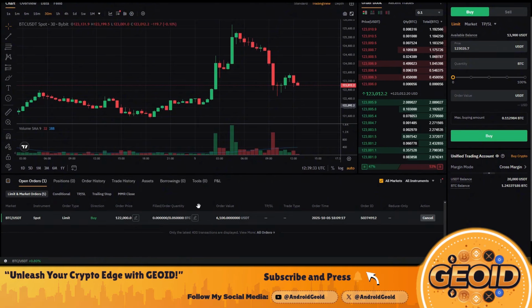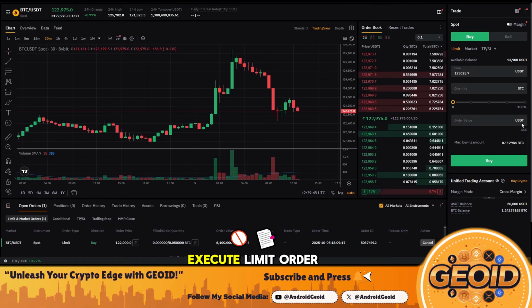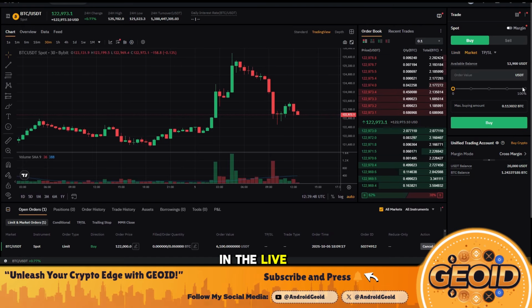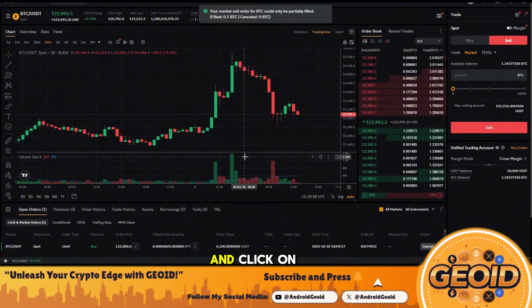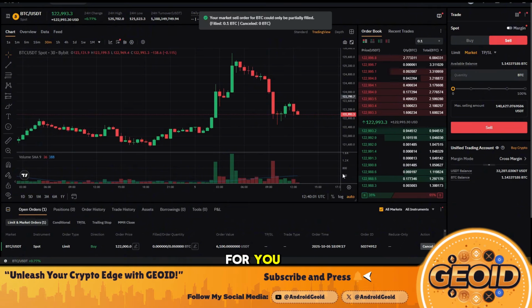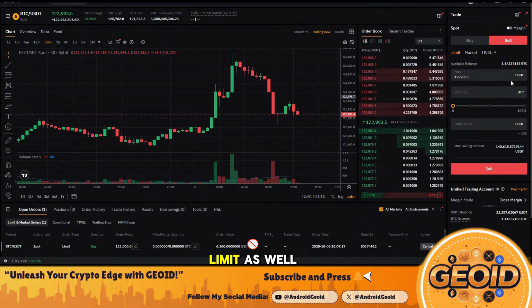If someone buys in for like 0.025 BTC, then it will fill that quantity, and the remaining order quantity will be kept as it is. So this is how you actually execute limit orders and market orders in the live markets. And the same goes for sell as well. If you are interested in selling, for example 0.1 BTC at the market rate, just click on sell, and it will be executed for you at the best market rate available. And as you can see, our order was already filled.